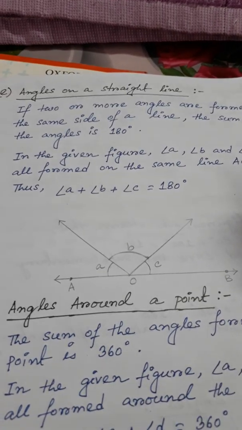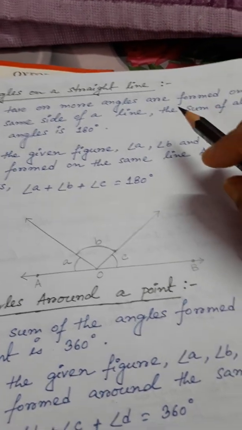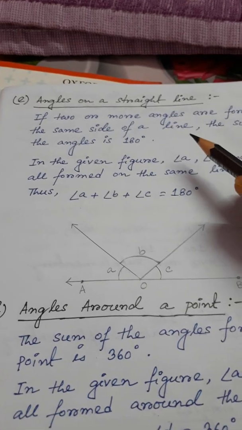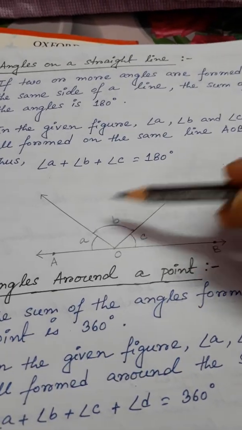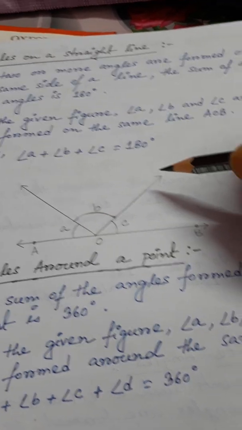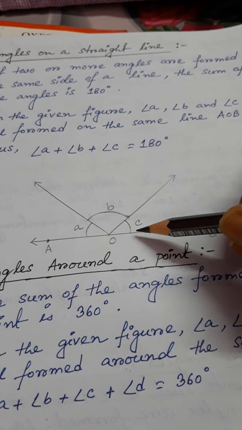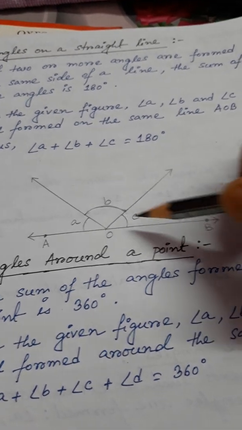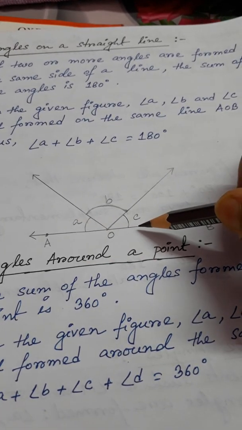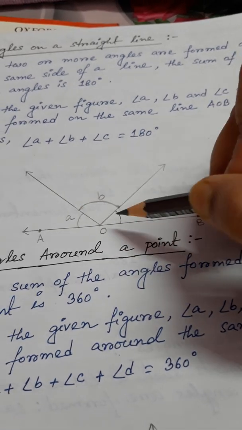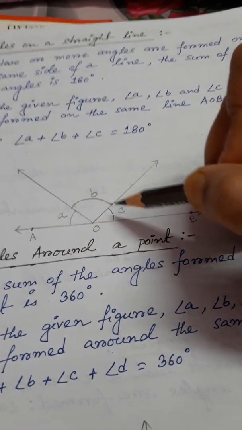Angles on a straight line. If two or more angles are formed on the same side of a line, see here, these three angles are on the same side of a line, the sum of all the angles is 180 degrees, because we know that when that line is straight and we measure this angle, we will get 180 degrees.